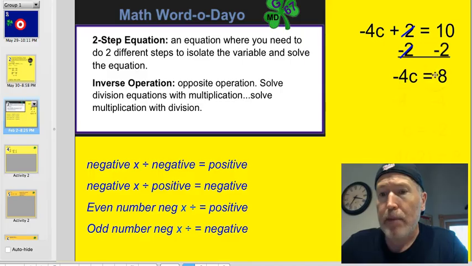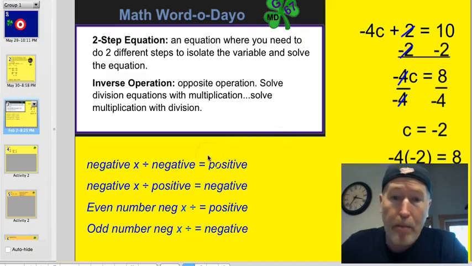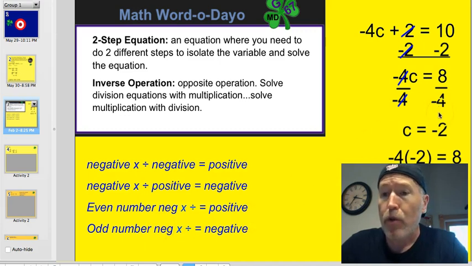Now we have a one-step equation. It's a multiplication equation, so we will solve it by dividing. We'll divide both sides by that negative 4. These negative 4s will cancel each other out, so we're left with 8 divided by a negative 4. Well, we have a positive divided by a negative. We've got an odd number of negative symbols here, so my answer is going to be 8 divided by 4 is 2, and it's going to be a negative 2 because there's only one of them, that odd number.